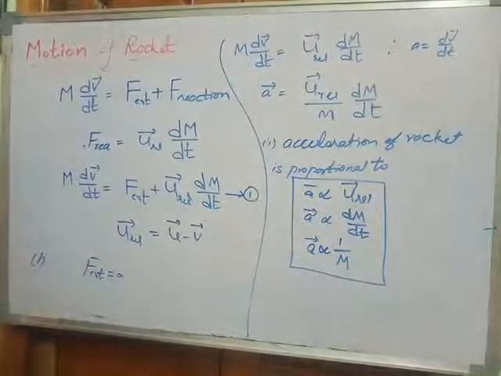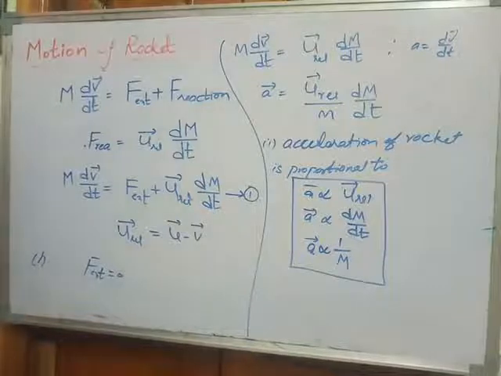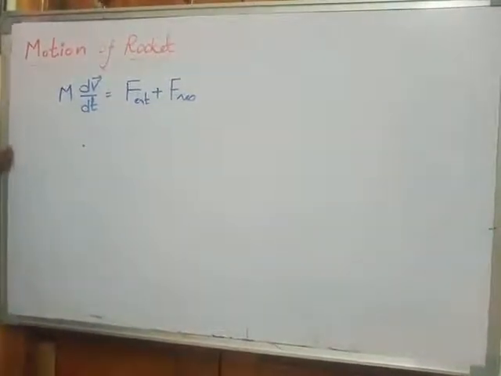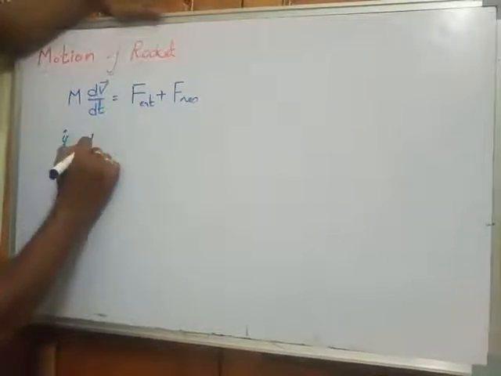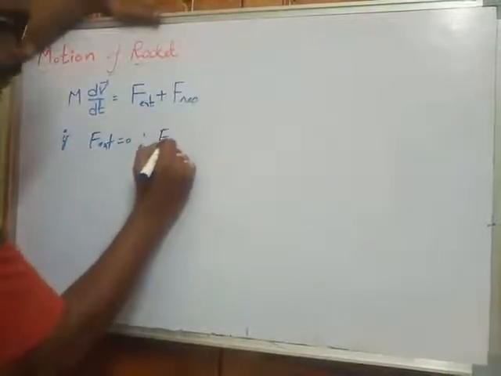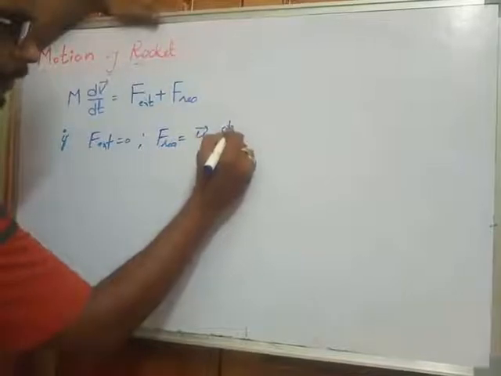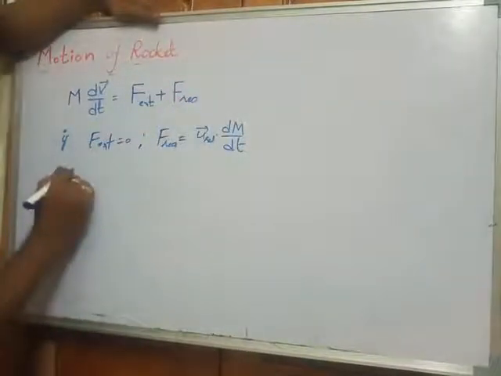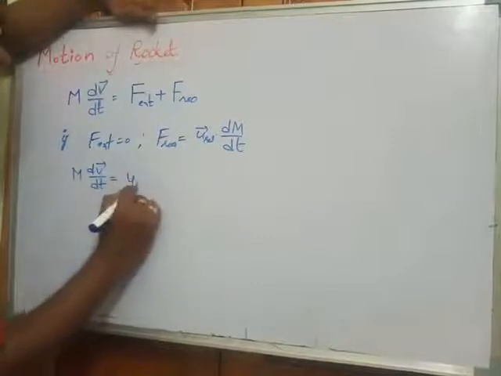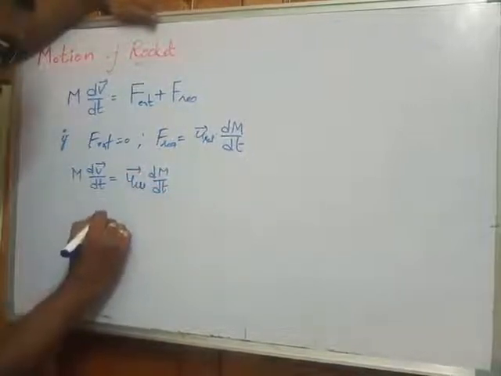Now we are going to derive the equation of motion of the rocket. Let us see how we can derive that equation. m dv bar by dt is equal to external force plus reaction force. Now we assume external force is 0, there is no external force acting on the rocket. And we already know that F reaction is u bar relative into dm by dt, the rate of change of mass. From this equation we get m into dv bar by dt equal to u relative into dm by dt.